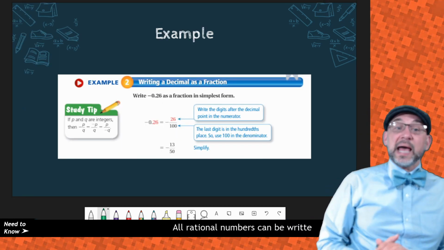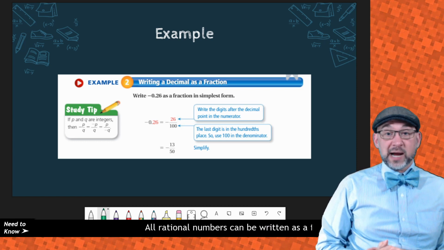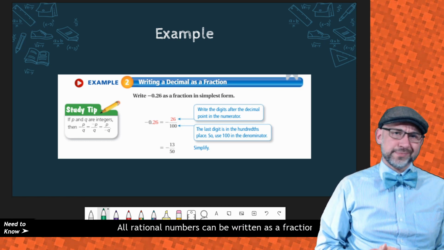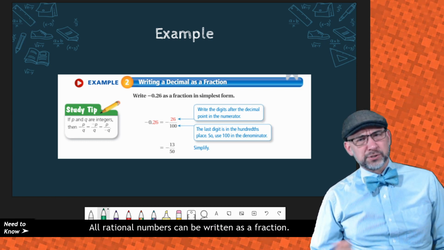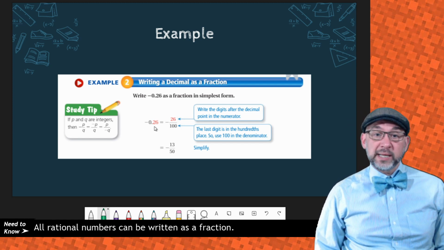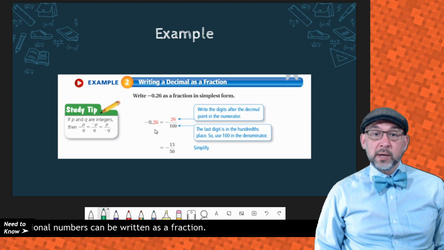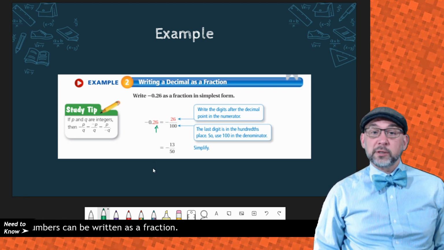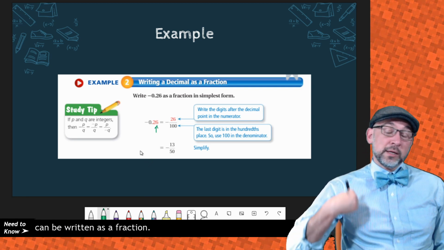Next, let's look at how we turn decimals into fractions. This is actually a little bit easier. Not a whole lot of division involved here, unless you're simplifying. So here I have the decimal negative 26 hundredths. What you do is you look at the last place value.